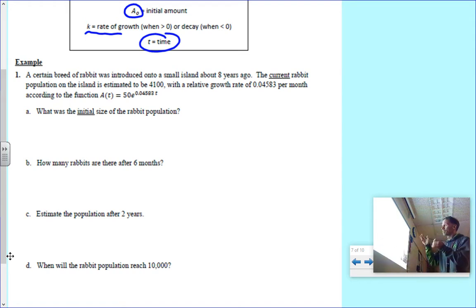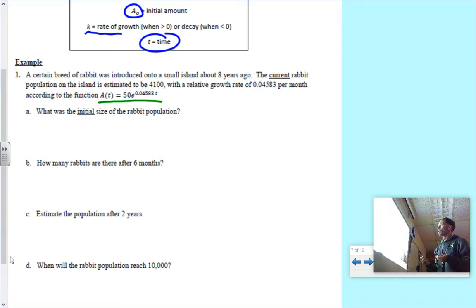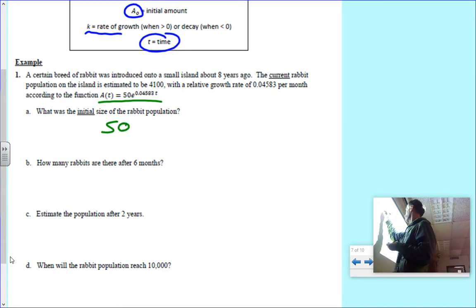Okay, so here's the first problem. I'll let you read the problem. If you need to pause the video real quick, you do that. But notice in this case, we're giving you the equation, including the k value. So the first question is, what is the initial size? Remember that a sub 0, that number in front of the e, is your initial. So the initial size is 50, because it's that first number right here.